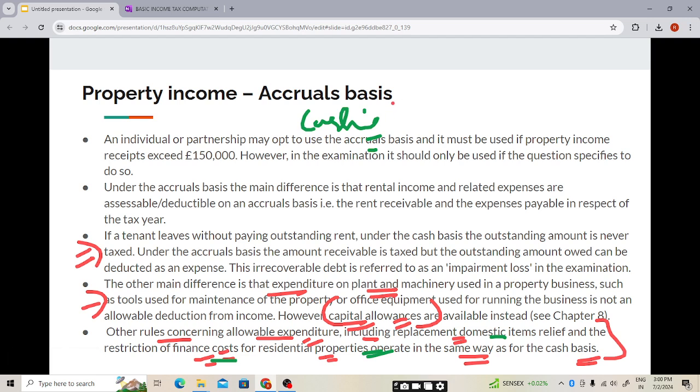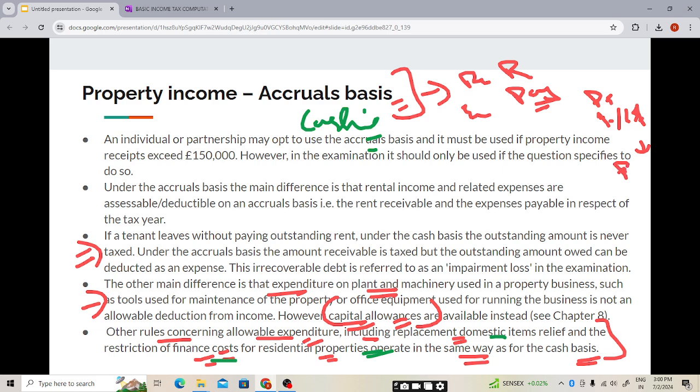Now coming to the property income for the accrual basis. All the rules are the same, but there are some differences. Accrual basis means rent receivable and expense payable. Here, the income and expenses of which period they belong to is relevant under the accrual basis.